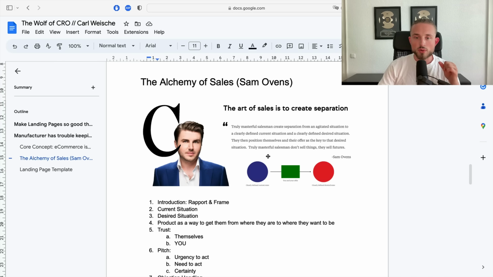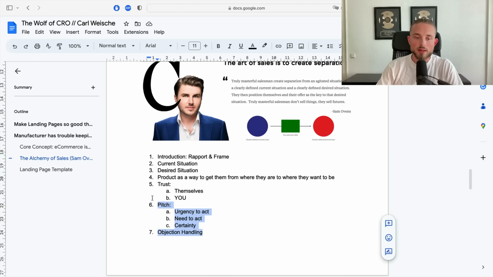So what Sam Ovens always taught is that the art of sales is to create separation, right? So what you want to make sure is that you have a clearly defined current state in which your prospect is in, and you have a clearly defined desired state. And then at the end of the day, you position you with your offer as a vehicle to get them from where they are to where they want to be. So these basically are the steps that you need to take.